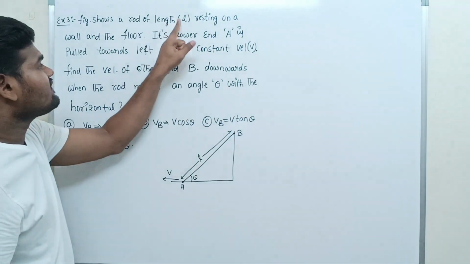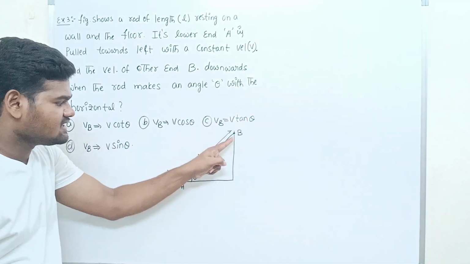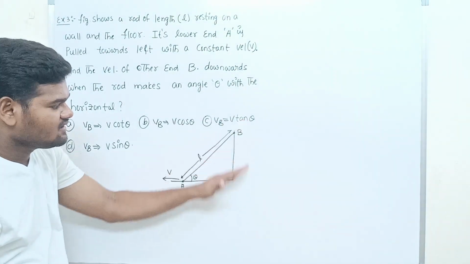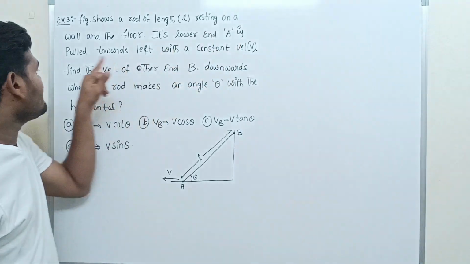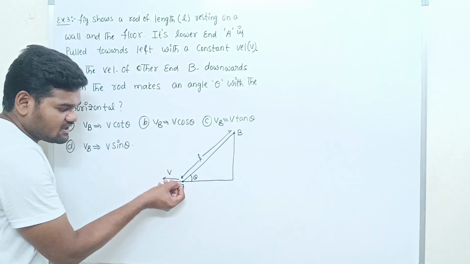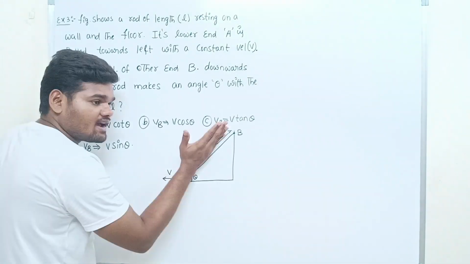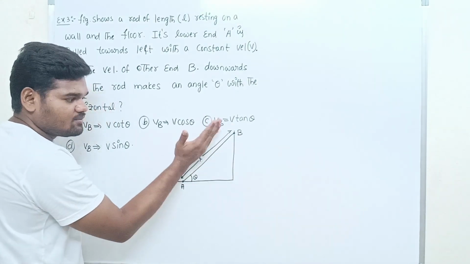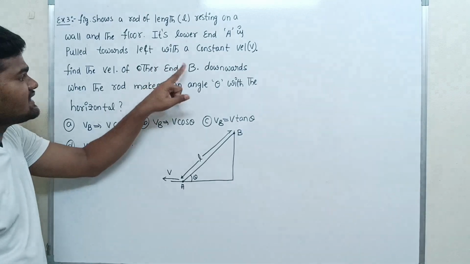A figure shows a rod of length L resting on a wall and the floor. This rod is resting on the floor and the wall like this. Its lower end, capital A, is pulled towards the left with a constant velocity v. So with constant velocity v, this end of the rod is pulled. What happens? The rod moves in a downward direction like this.